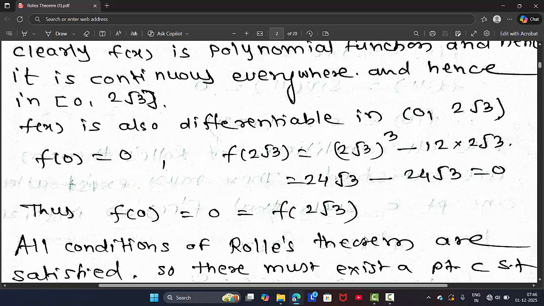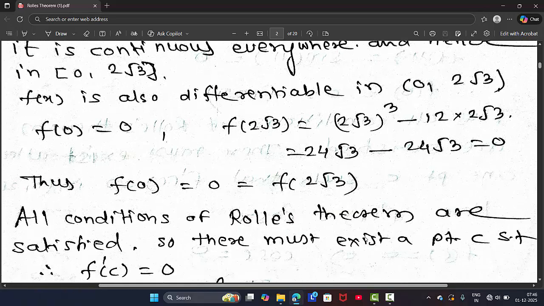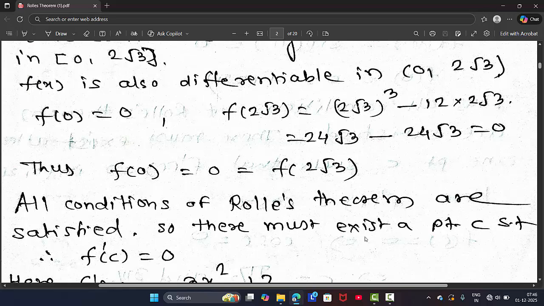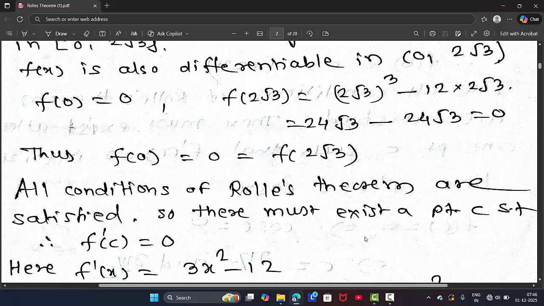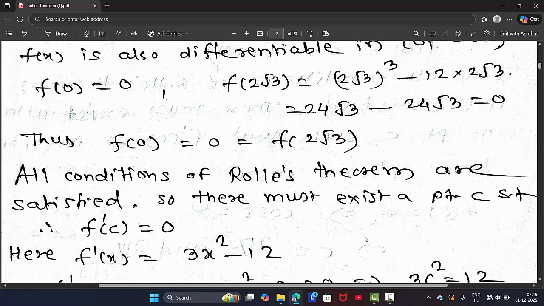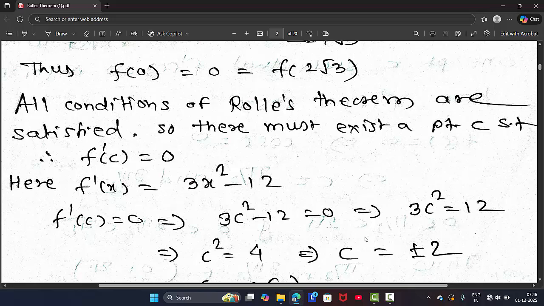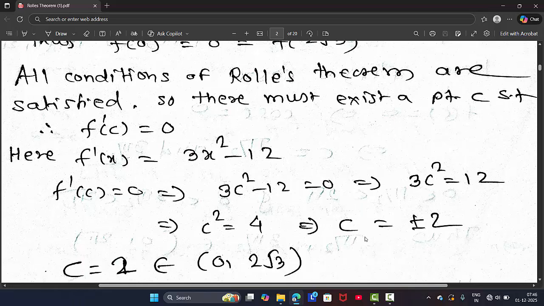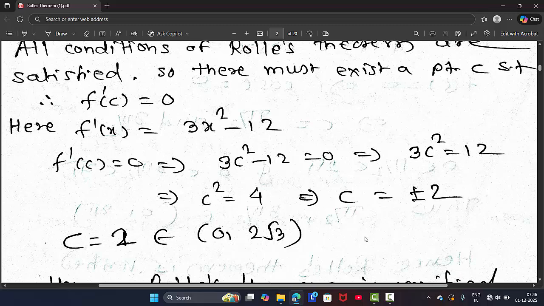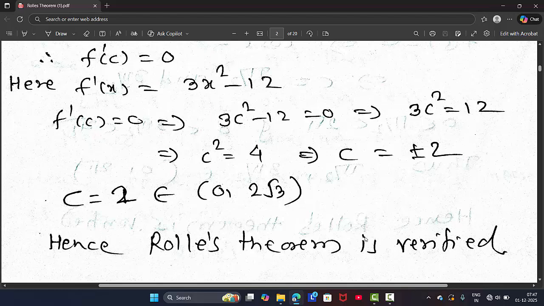And hence all the conditions of Rolle's theorem are satisfied. So there must exist a point c such that f dash c equals 0. For that we shall calculate f dash x. F dash x equals 3x square minus 12. As f dash c equals 0, this implies that 3c square minus 12 equals 0. This implies 3c square equals 12, so c square equals 4, and from that we obtain c equals plus minus 2. But the value c equals 2 belongs to the interval 0 to 2 root 3. And hence Rolle's theorem is verified.